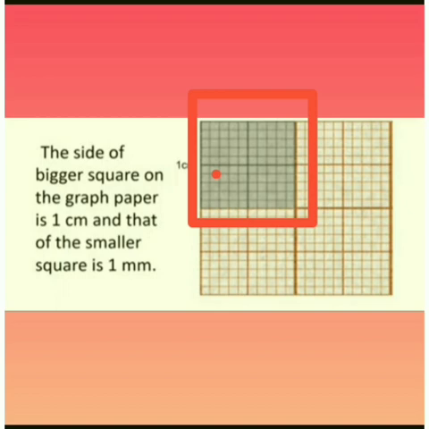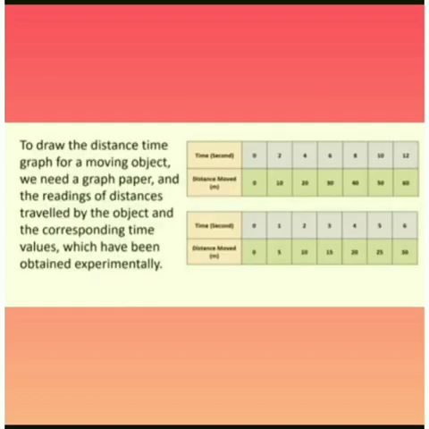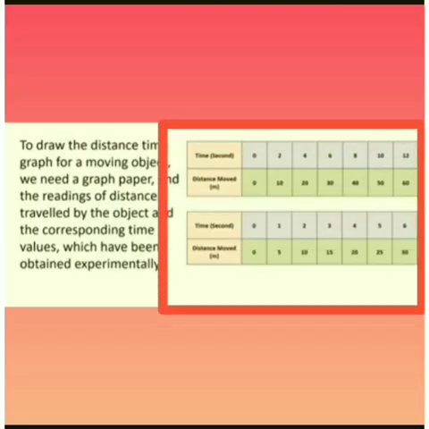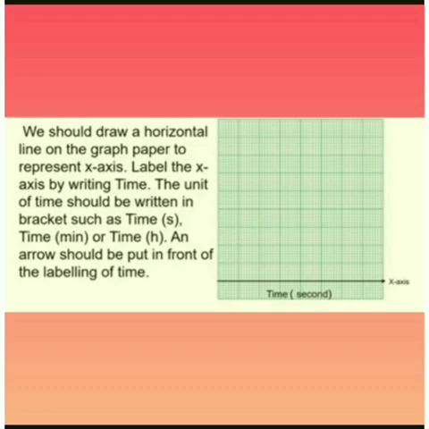Now in the next step, to draw the distance time graph for a moving object, we need graph paper and the readings of the distances travelled by the object and the corresponding time values which have been obtained experimentally. Here it is given. Now what's the next step? We should draw a horizontal line on the graph paper to represent the x-axis. See, it is the x-axis here.